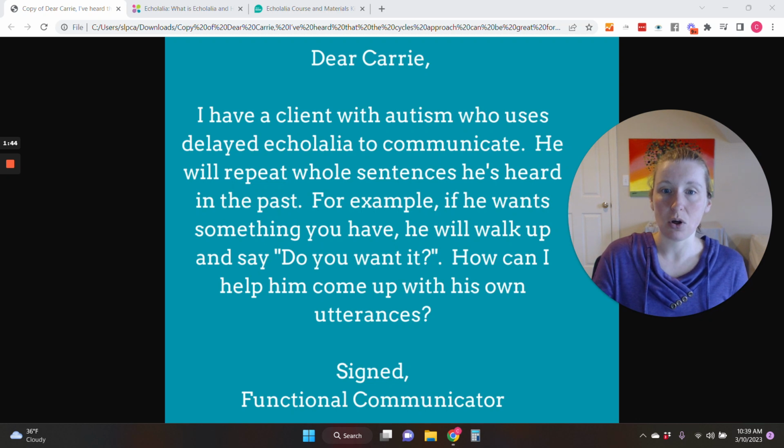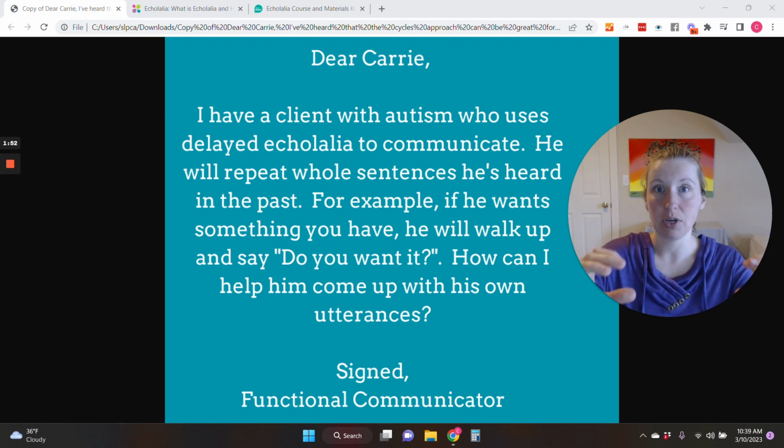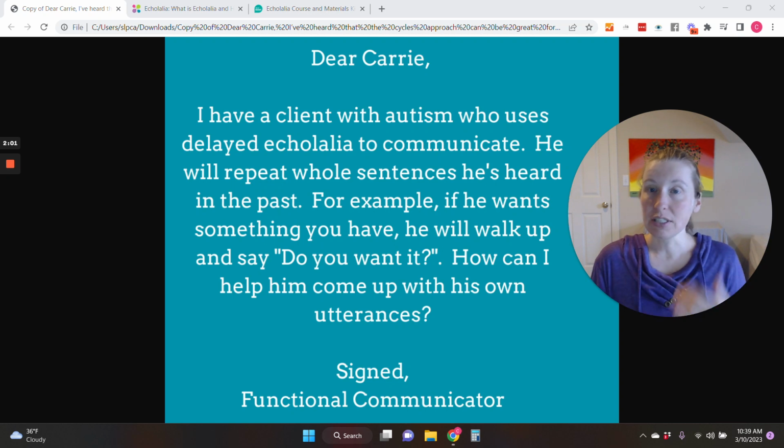So in this example, "Do you want it?" That's what that child hears when he wants something. So he has learned that unit as how you communicate that need. What this tells us is that the child is learning language and they're just learning it in a different way. So there is actually a structure for how we teach children to learn language in this way and how we teach them to create their own utterances.